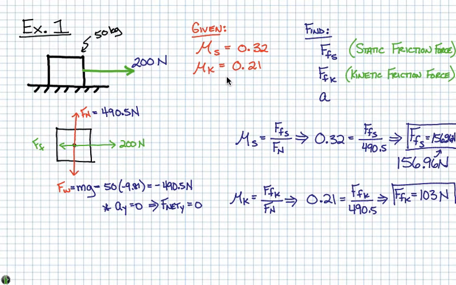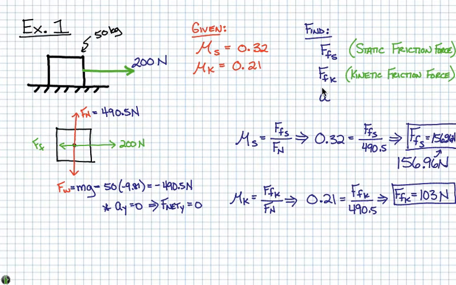So while it requires roughly 157 newtons to set this object in motion, once it's moving, we only have to apply 103 newtons or more in order to keep it moving. So if we take a look, we now have the amount of force required to set it in motion, the amount of force required to keep it in motion, and lastly, we want to know this acceleration.